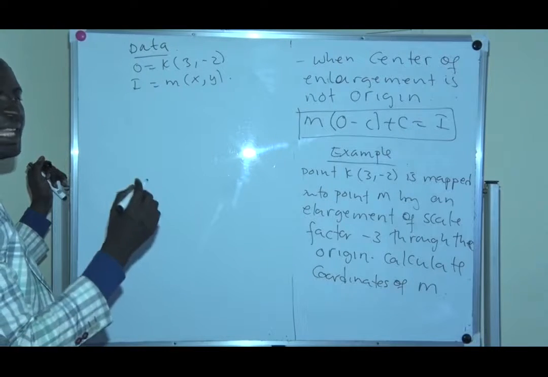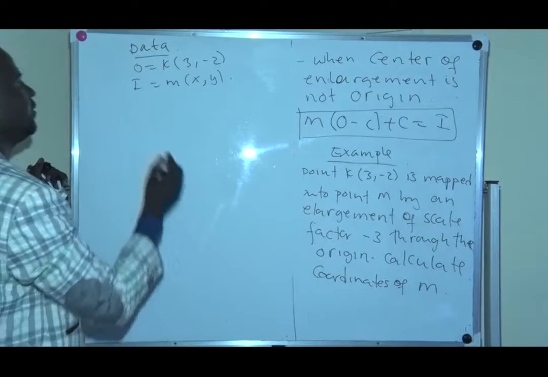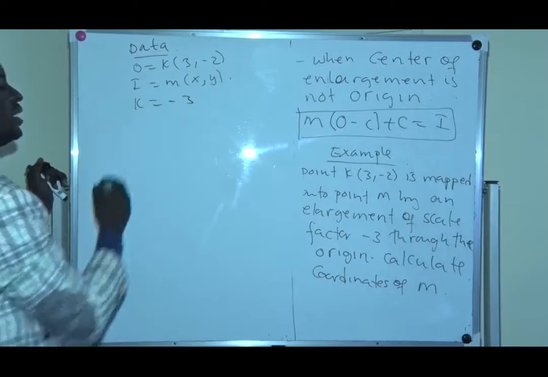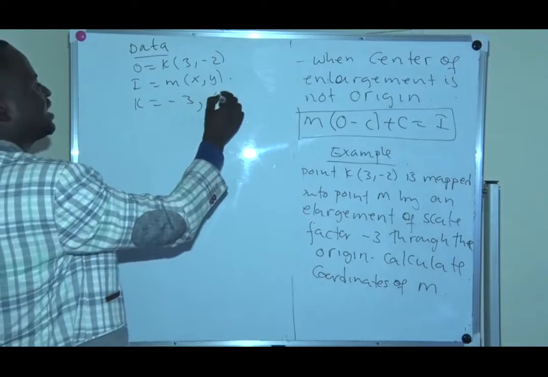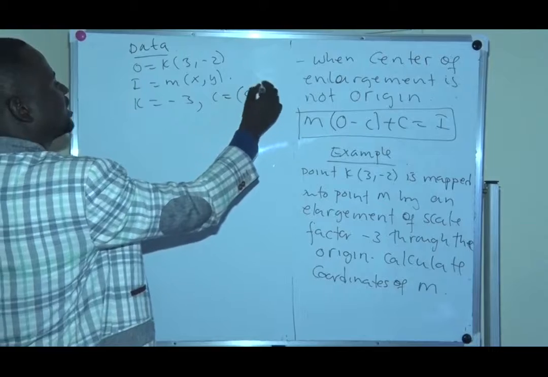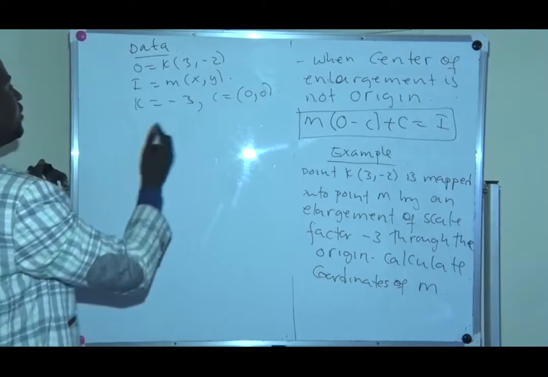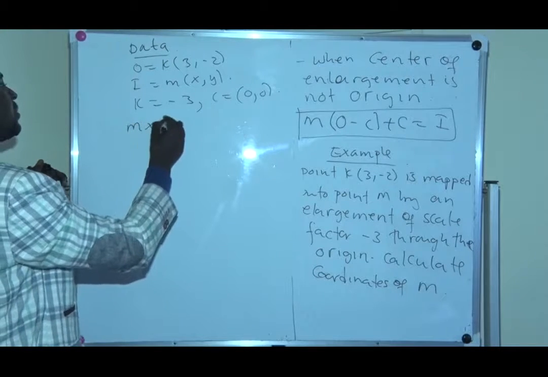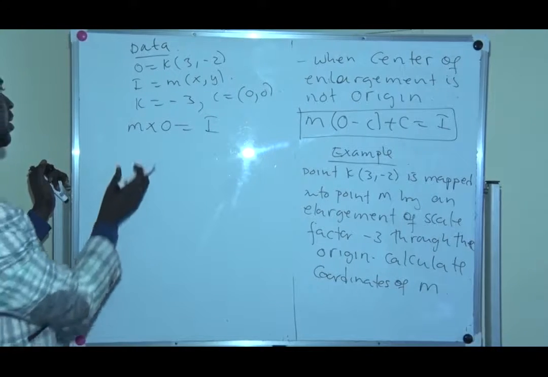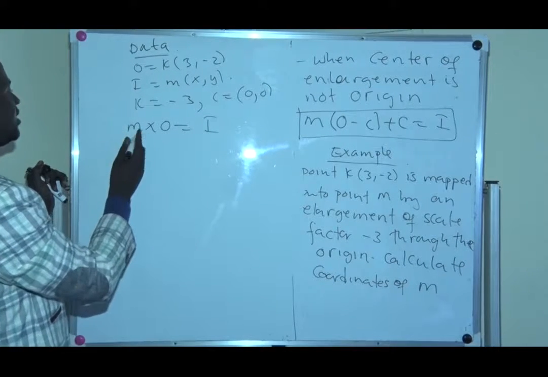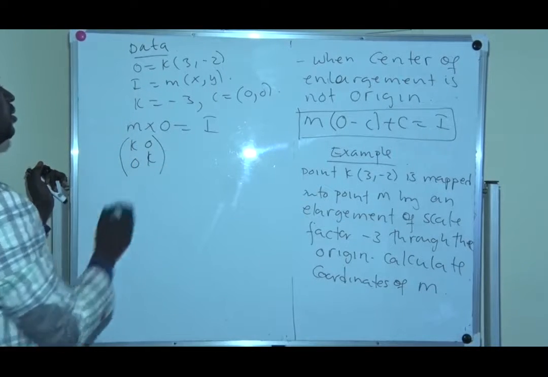By an enlargement of scale factor, so the keyword is enlargement. The scale factor k is given as -3, and they said through the origin. When they say through the origin, it means the center of enlargement is (0, 0). Since the center is (0, 0), the formula to apply is matrix times object equals image. Since you are dealing with enlargement, the matrix of enlargement is (k 0; 0 k). You can master that one.